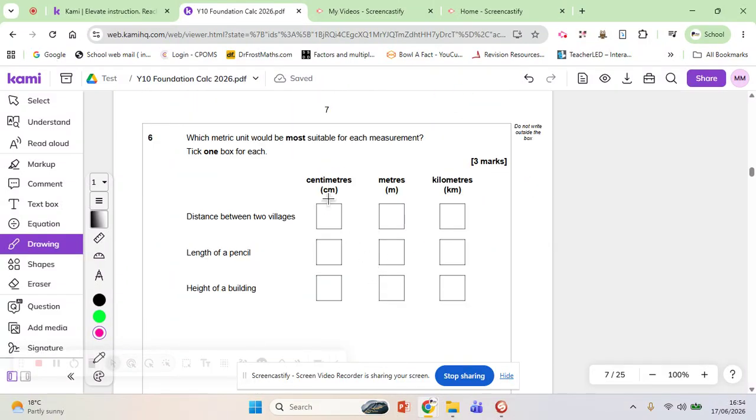Which metric unit would be most suitable? Now the important thing here is it is in bold, most suitable. And tick one box, because we could, in theory, measure using any one of these. The distance between two villages, we're probably looking at it being kilometres as the most common or the most suitable one. The length of a pencil, again, we're probably more likely to measure in centimetres. And finally, the height of a building is more likely to be in metres.